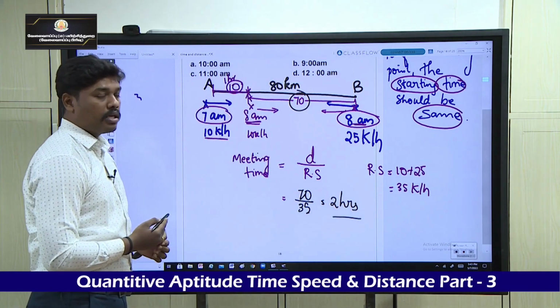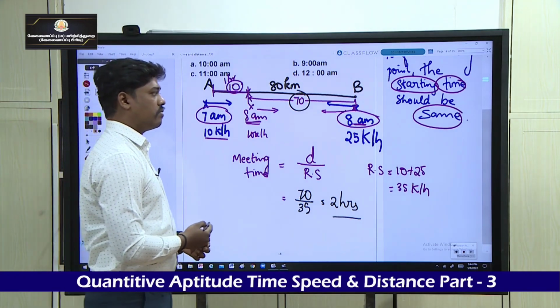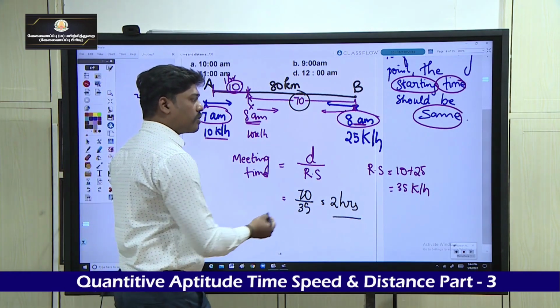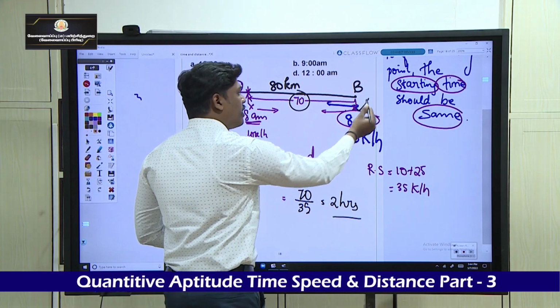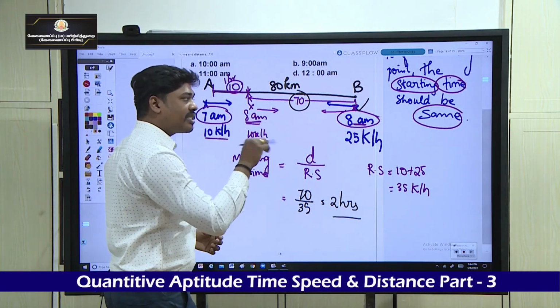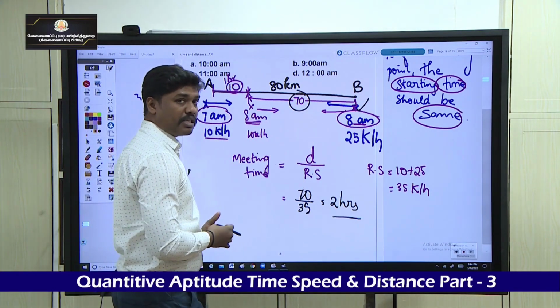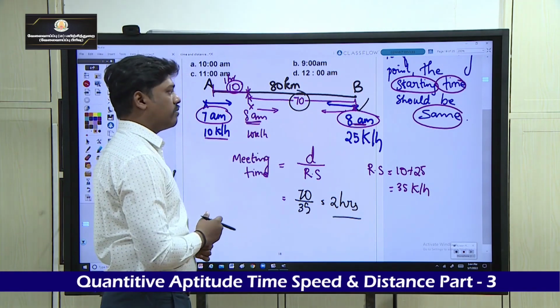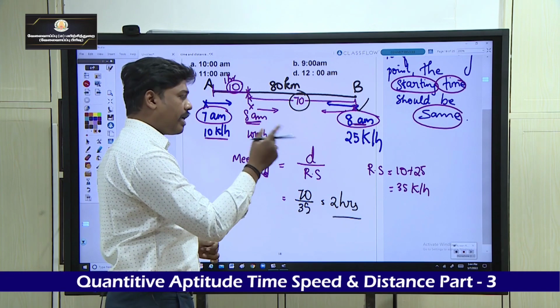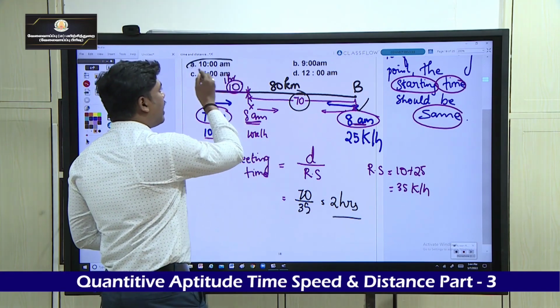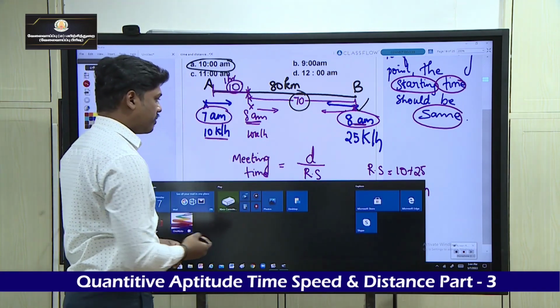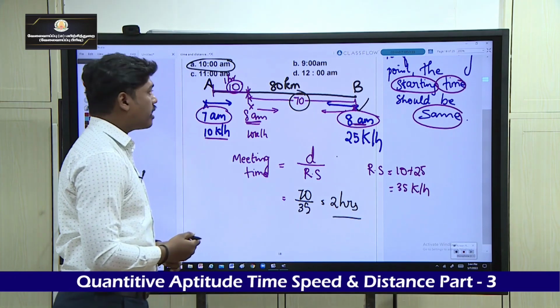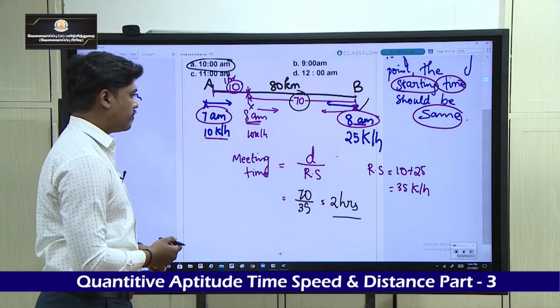Which means after 2 hours they will meet. So, when will they meet? After B starts only they would meet. B starts at 8 am, which means after 2 hours, 8, 9, 10, at 10 am they would cross each other.